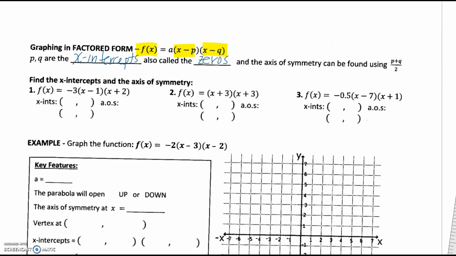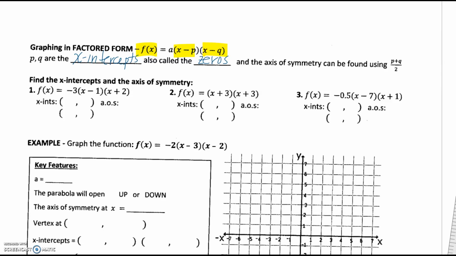And the axis of symmetry can be found by adding p and q together and dividing it by 2. Because the axis of symmetry is cutting that parabola in half, when you plot where those two x-intercepts are, halfway in between is your axis of symmetry. Okay, so let's look at a few of these and see what this means.